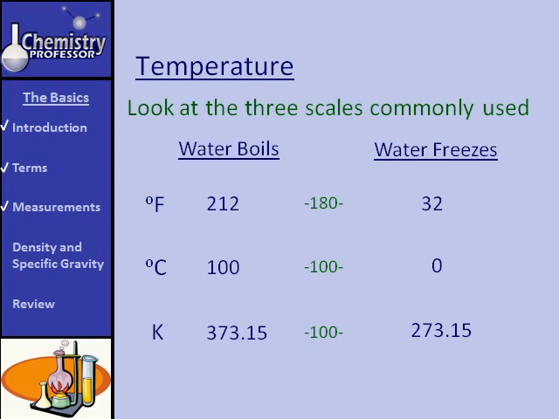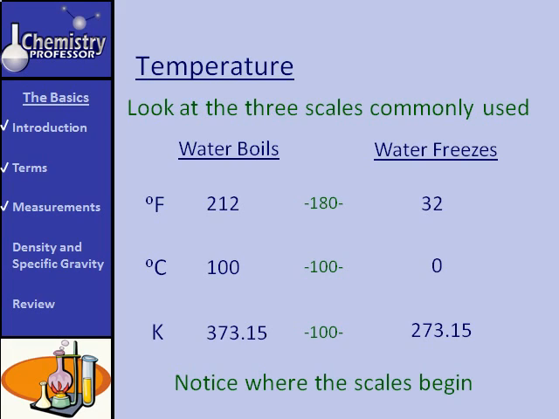Now, I want you to notice where the scales begin. If we talk about 0 as being a beginning point, 0 on the Celsius scale is where water freezes or ice melts. Well, what about 0 on the Kelvin scale? 0 on the Kelvin scale is thought to be the temperature at which all molecular motion ceases, and we often refer to that as absolute 0.